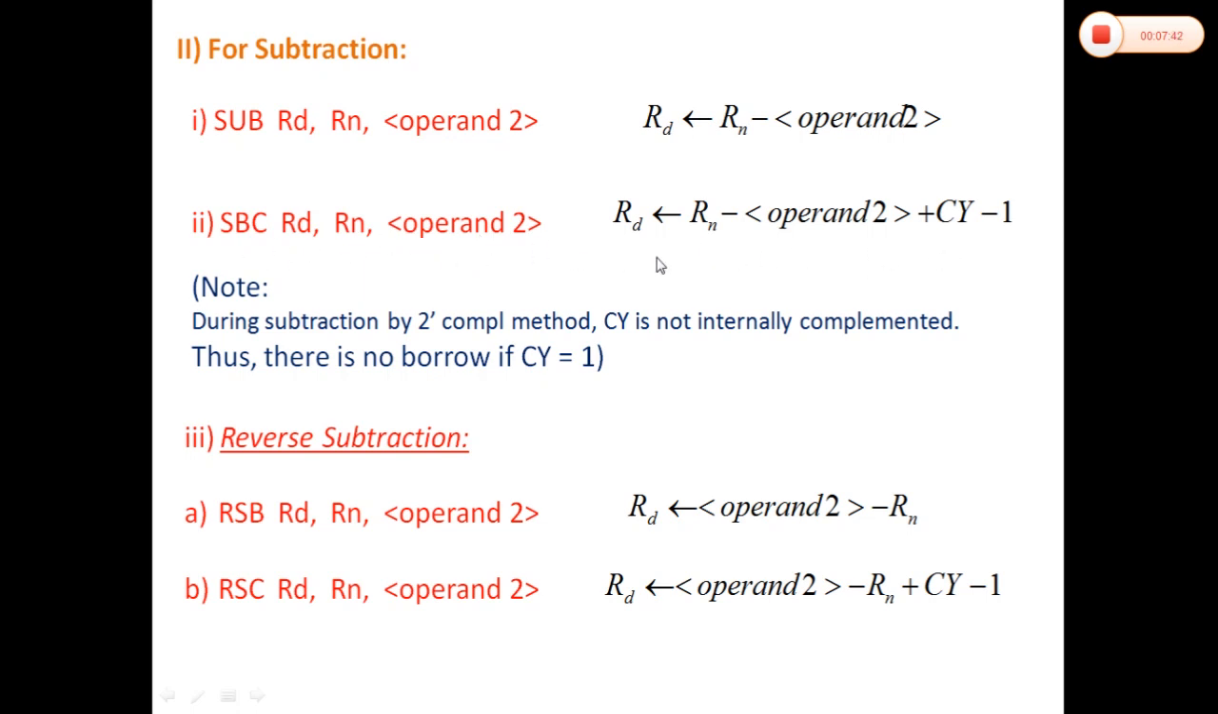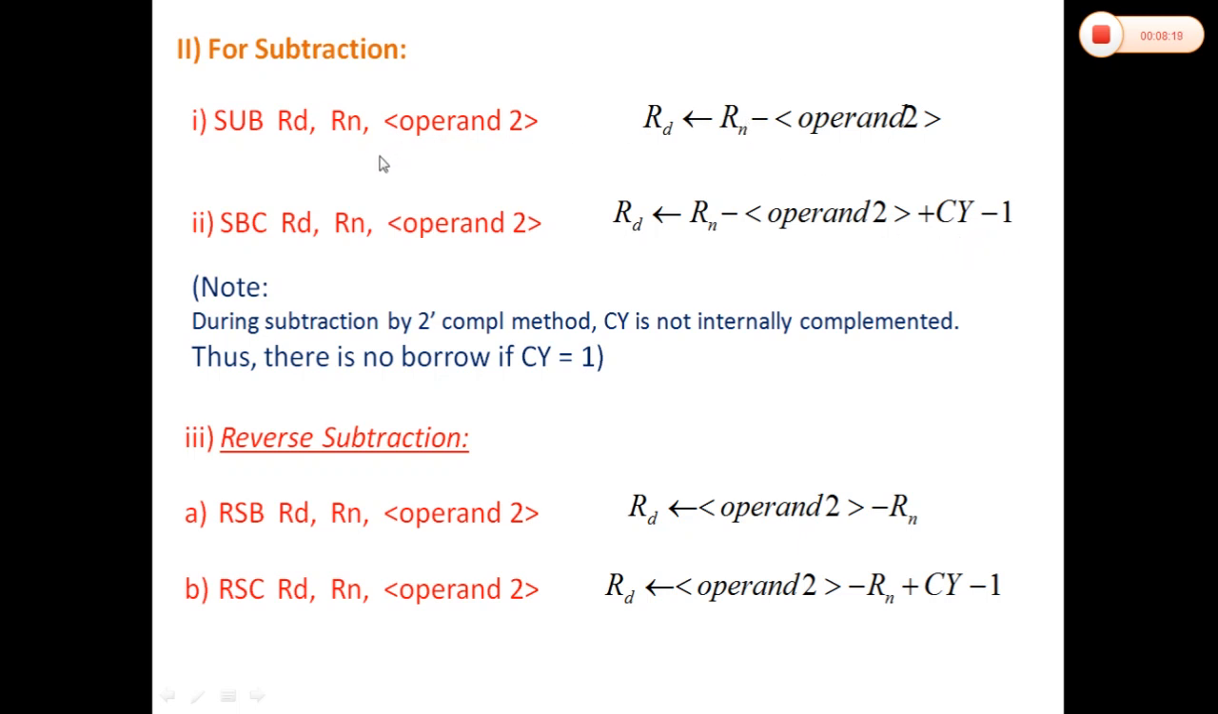The operation is shown here. It subtracts operand 2 from Rn along with the borrow and the result is stored in Rd. Now here the borrow is not only the carry bit, but it is carry minus 1. That means if the carry bit is 1, then the actual borrow will be considered to be 0, since 1 minus 1 is 0. And if the carry is 0, then it is 0 minus 1, so 1 will be subtracted. In that case the borrow will be 1. It is like this because of the following fact.